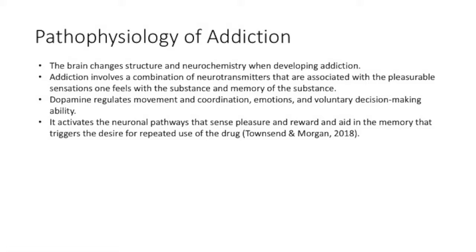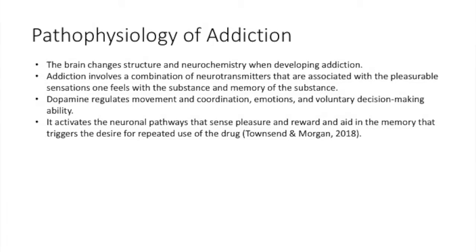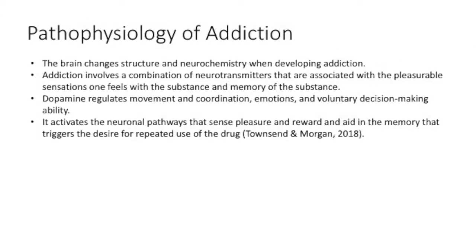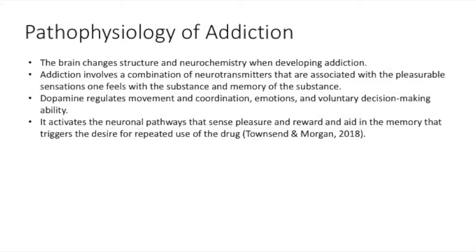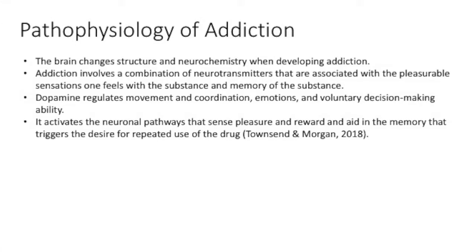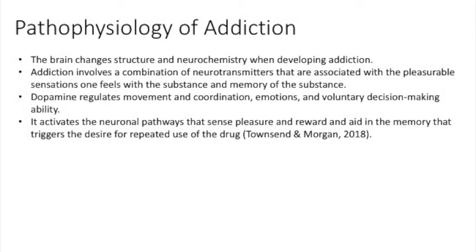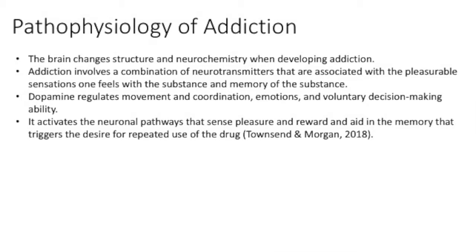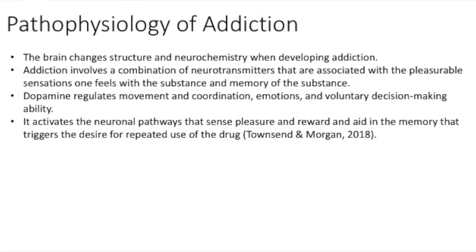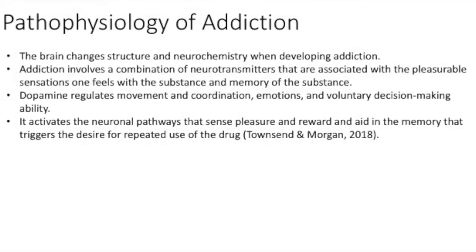The pathophysiology of addiction involves a combination of neurotransmitters that are associated with the pleasurable sensations that a person feels with the substance and memory of the substance. The brain actually changes structure and the neurochemistry changes when developing an addiction. The neurotransmitters involved are dopamine, which regulates movement and coordination, emotions, and voluntary decision-making ability. It activates the neural pathways that sense pleasure and reward and aid in the memory that triggers the desire for repeated use of the drug.